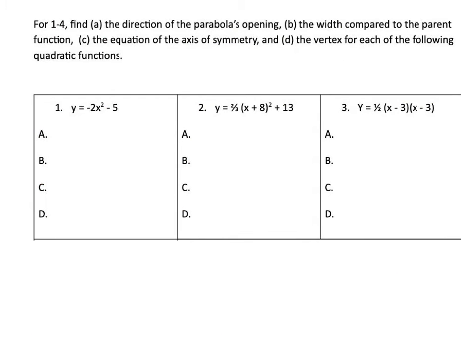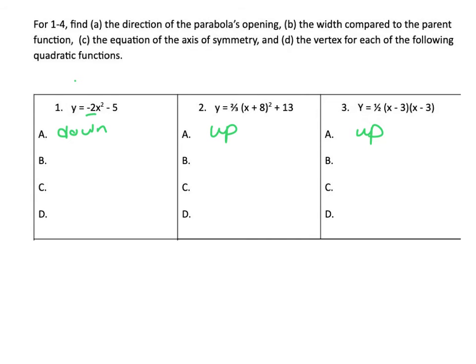Okay, let's do these quick 3 examples. First of all, we're supposed to find the direction that the parabola opens. So I'm going to look at a. Because a is -2, this one opens down. This one opens up because it's positive. This one's positive, so it opens up.